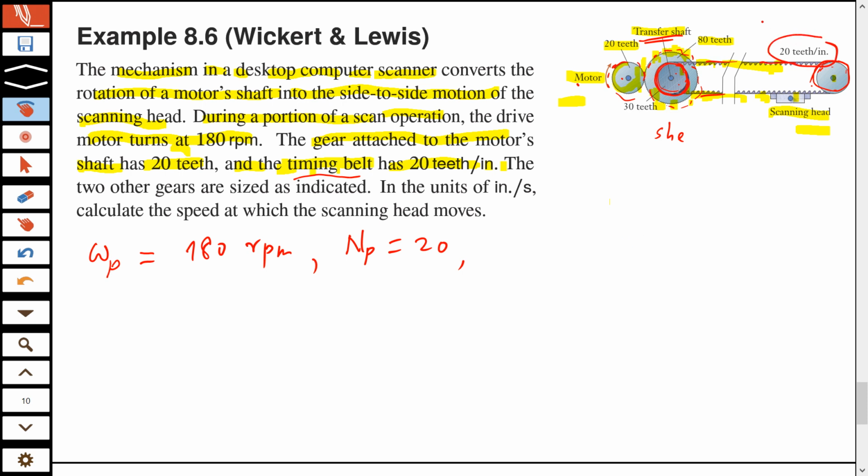Okay. This represents the proximity. Okay, timing belt में ये जो teeth है ये कितने close है, how close they are. 20 teeth per inch should tell you how close they are. The other two gears are sized as indicated. तो बाकियों के लिए आपने क्या नोट किया कि you have 80 teeth. So this 80 teeth and G is for the output gear. This is the output gear.